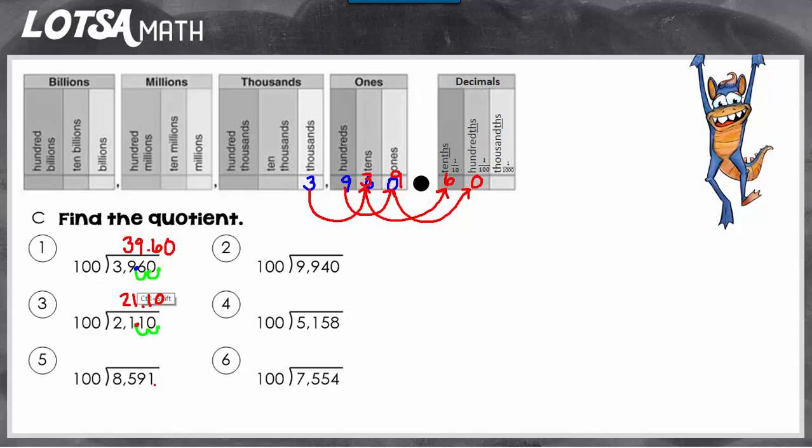So let's look again at number 5. Right now, our decimal is positioned right here. Even though it's invisible, it's still there. And we need to move it 2 places to the left. And so it would end up being right there. So 8,591 divided by 100 is 85 and 91 hundredths.